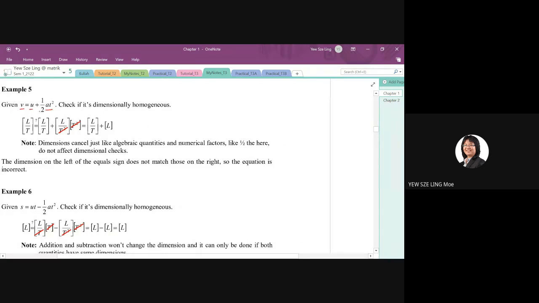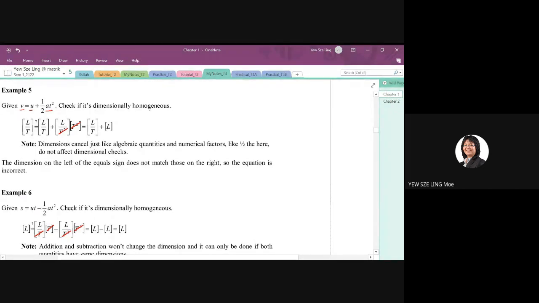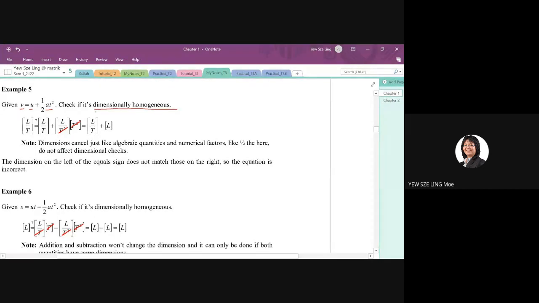So given V equals U plus AT, check if it's dimensionally homogeneous. So dimensionally, it asks you to check the dimension. It won't ask you to check if the equation is correct. All right, so you look at this, dimensionally homogeneous. So you have V equals U plus AT. How are you going to check?